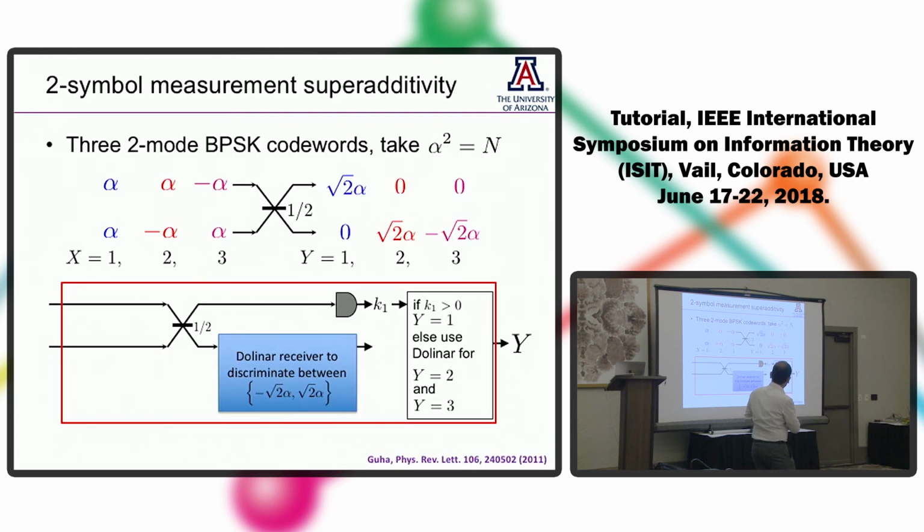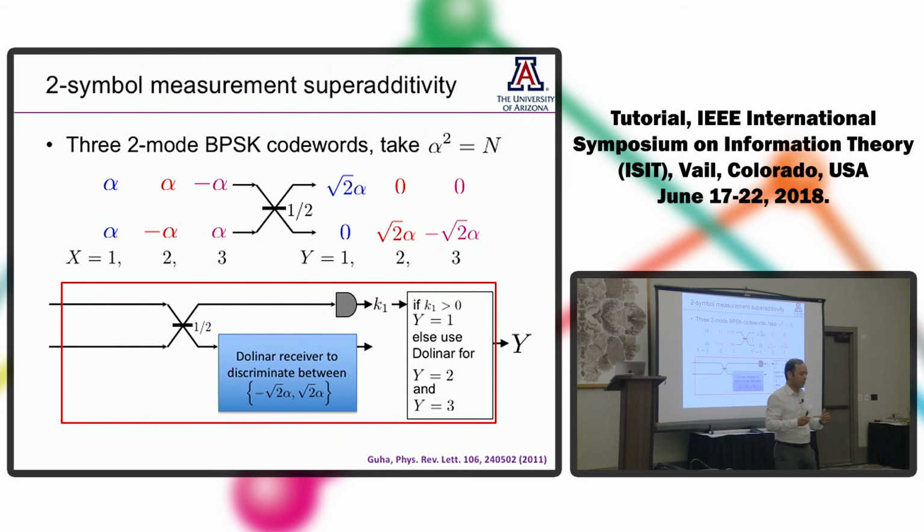So you probably remember this circuit from when we were discussing USD measurements. We had one of these two inputs, so alpha minus alpha and minus alpha alpha, and depending upon which one of these you put in here, you will get these three different outputs. So I'm sorry, I misspoke. I'm now taking three possible 2-symbol BPSK code words.